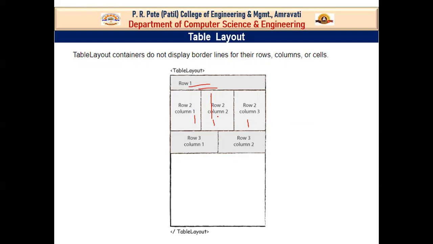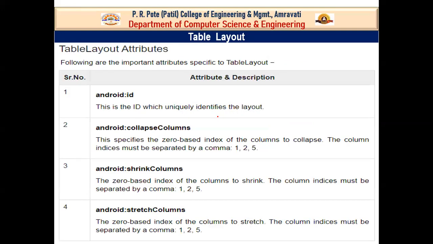So table layout has some attributes, like the very first attribute is android:id. Now what is ID? We have already discussed this ID in linear layout and absolute layout. So ID uniquely identifies the layout. It means that it is a unique identification of your table layout.